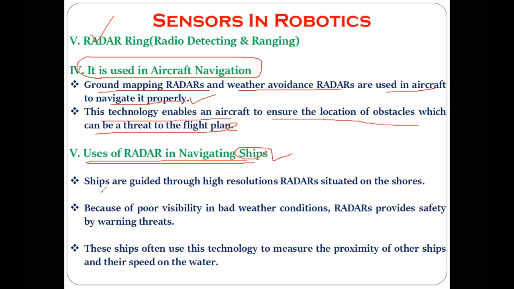Okay, so ships are guided through the high resolution radar situated on the shore. Shore means on the edge of the sea, we can install radar. We can have the radar system on the edge of the sea. Shore in the sense edge, kinara. Okay. And because of the poor visibility in the weather condition, radar provides you the safety and the warning threats. If there are terrible tides in the sea, the tide and the ebb, high tide and low tide, then this early detection of these things can be done with the help of the radar system.